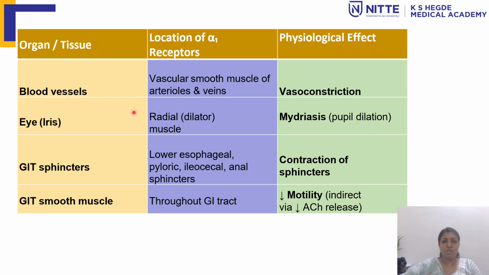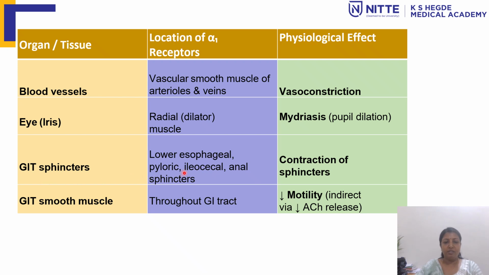You can see the location of each receptor on the organs and the response they produce. On the blood vessels, the alpha 1 receptor is located on the vascular smooth muscles of arterioles and veins, and it produces vasoconstriction. That's the main response seen on stimulation of the alpha 1 receptor. On the eyes, alpha 1 receptor is present on the radial muscles. When stimulated, it can lead to mydriasis, that is dilatation of the pupil.